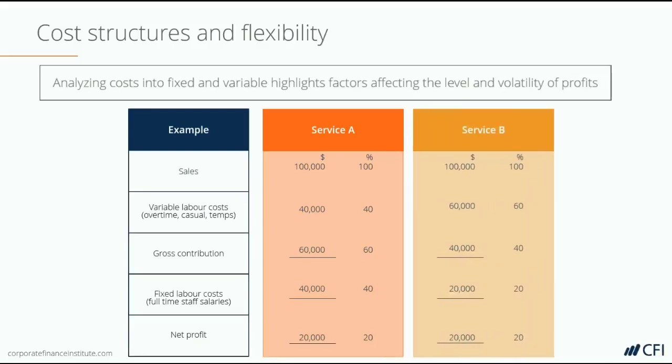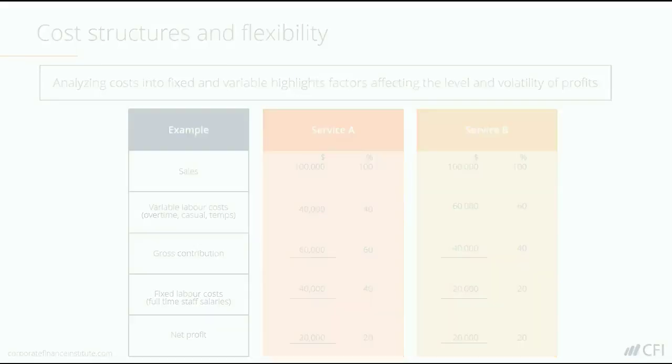Let's compare that to company B. It has the same revenue on the top line, but a different proportion of variable cost and fixed cost with the same net profit. So what we see here is that company A has higher fixed cost than company B. Let's do some analysis to see what that really means for the business.